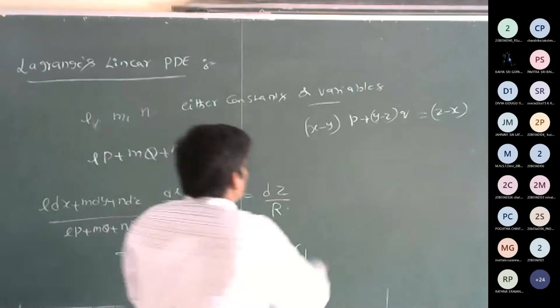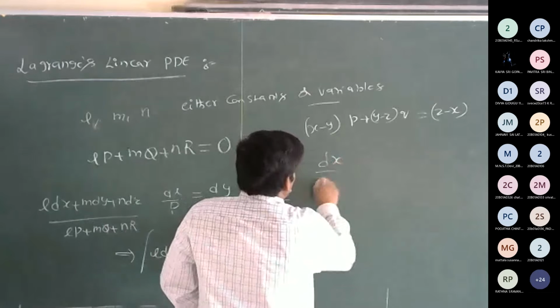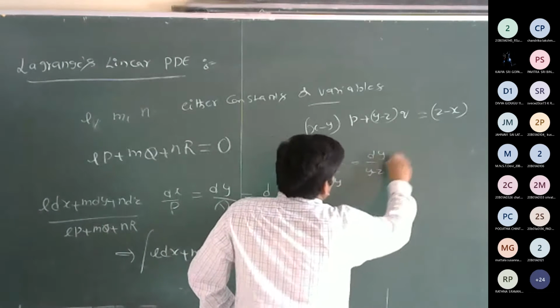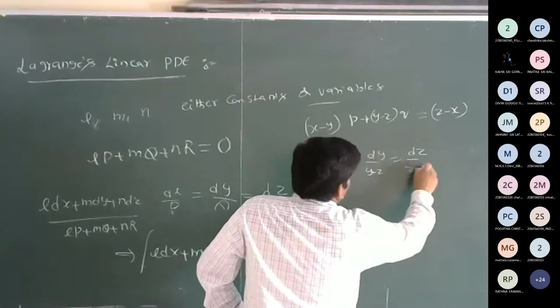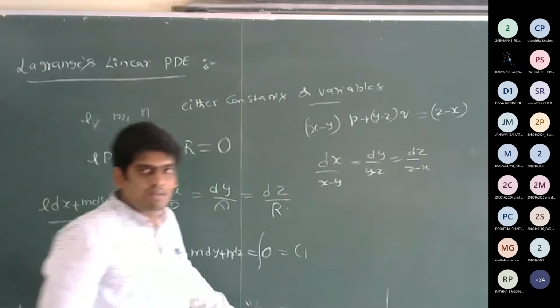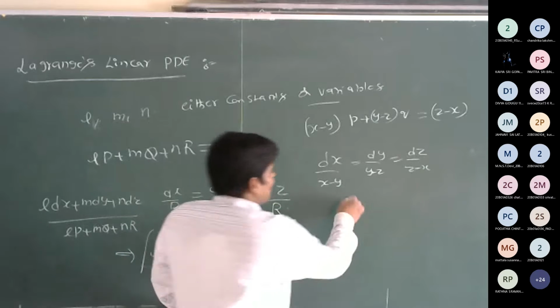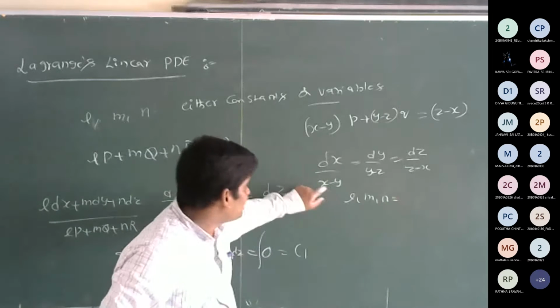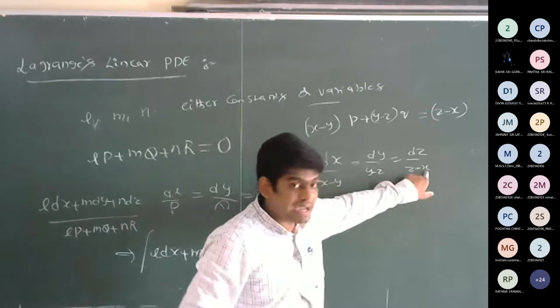In that situation, write down the auxiliary equation, that is dx by x minus y, dy by y minus z, dz by z minus x. Here I am choosing the multipliers as first l, m, n. So that is equal to, just here we have x, but here we have minus x.